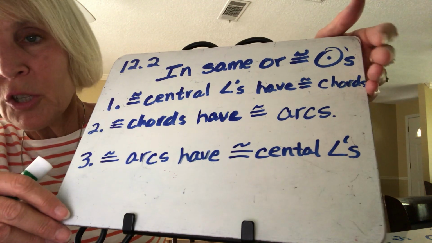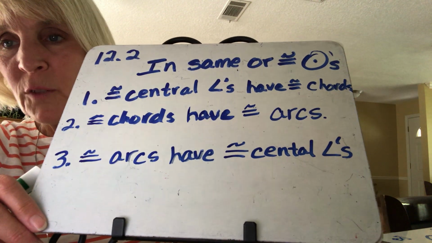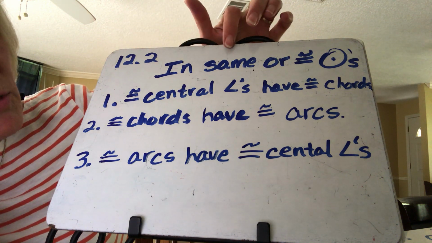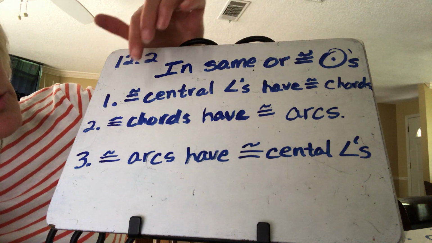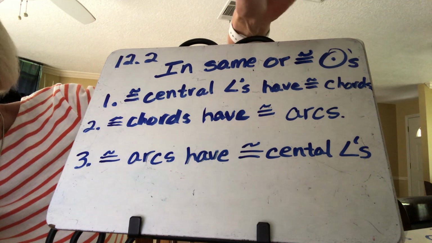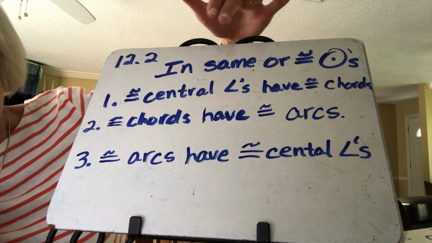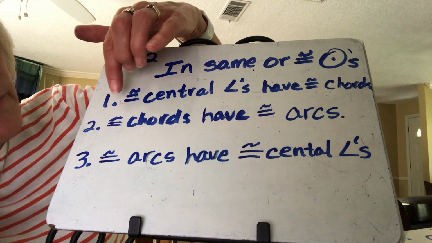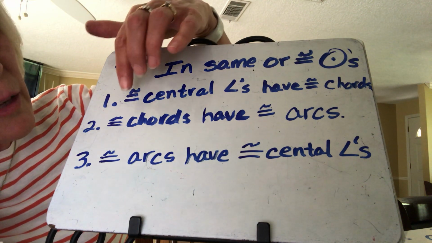Now, we do have 3 theorems that you can write down that look at those congruent triangles. So there's your 12.2 theorems. We had the first one already. If you have the same circle or congruent circles, congruent central angles have congruent chords. So you don't have to go through the triangles every time. You can just say, okay, they're congruent central angles, the chords have to be congruent. So some of the homework is going to go really, really quickly.